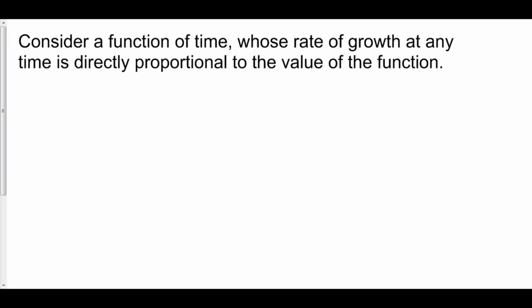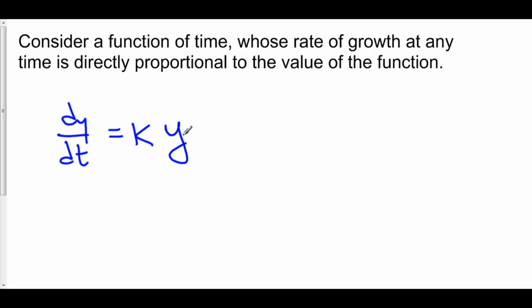Consider a function of time whose rate of growth at any time is directly proportional to the value of the function. Well, we want the rate of growth of our function, which is dy, and it's a function of time, so that's dt, to equal, well, it is directly proportional, so it's equal to some constant k, times the value of the function, which is just y.